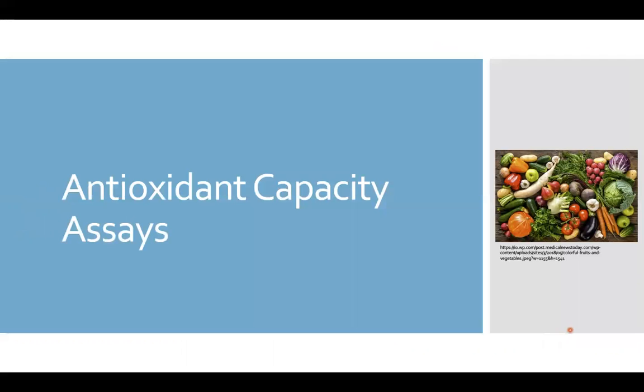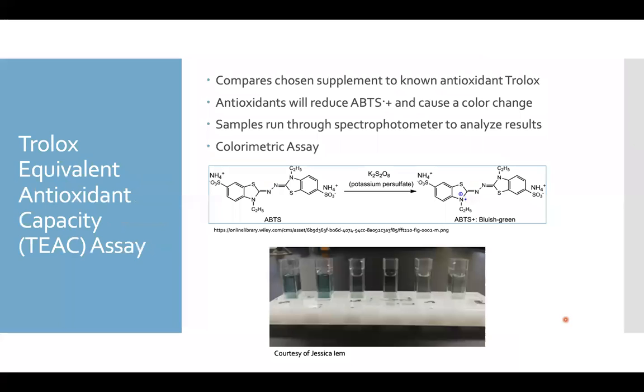I will first go over two antioxidant capacity assays. These assays are done to examine whether or not various supplements exhibit antioxidant activity. The first assay we will look into is the Trolox equivalent antioxidant capacity assay, or TEAC assay. This assay uses Trolox, a water-soluble analog of vitamin E, and a well-known oxidant, as a standard to compare to a chosen supplement. The chosen supplement and Trolox are tasked with reducing an ABTS free radical.